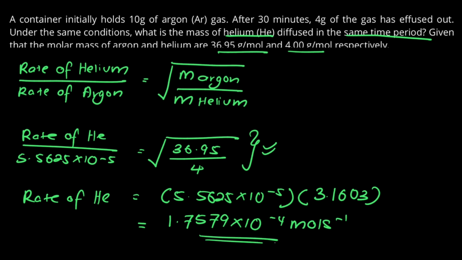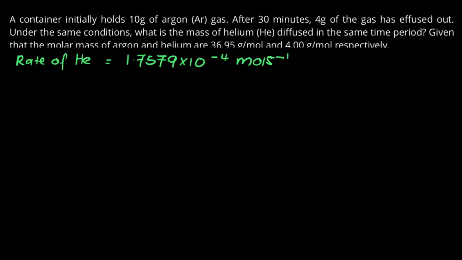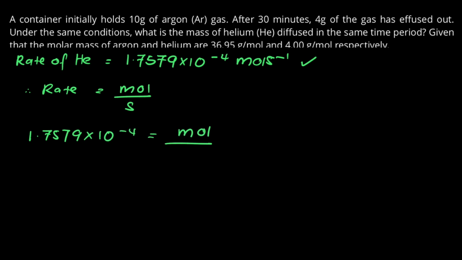Right. But this is not the end because you were asked to find the mass. So what we are going to do now is find the rate first, then only we can find the mass. Alright, so from our previous calculation, we know that the rate of effusion of helium is 1.7579 times 10 to the power of negative 4 mole per second. So we are going to use this to calculate the number of moles. The rate is mole per second, right? So 1.7579 times 10 to the power of negative 4 is equivalent to the number of moles per second.